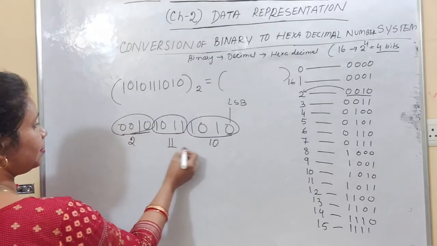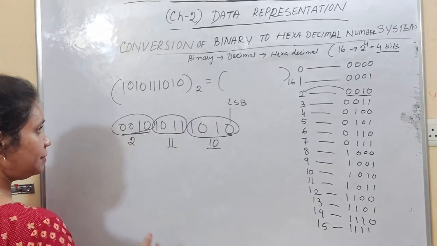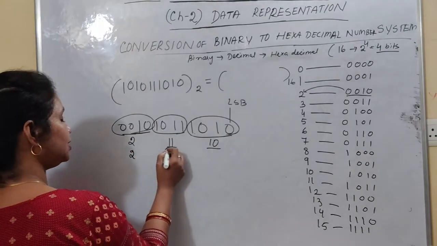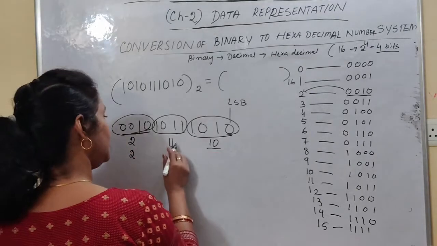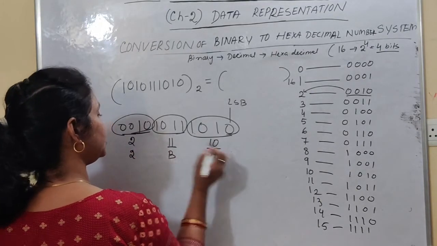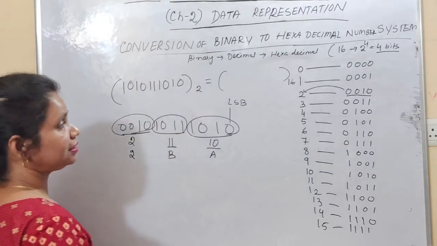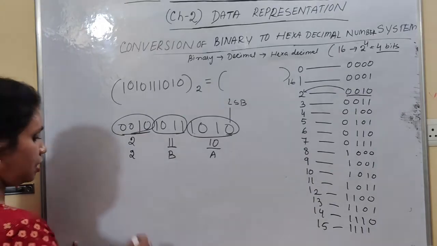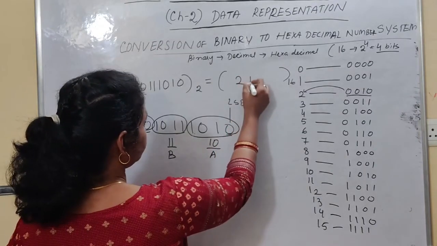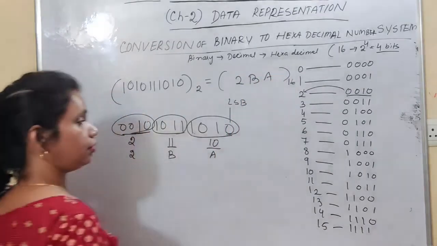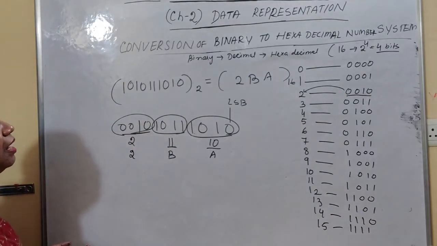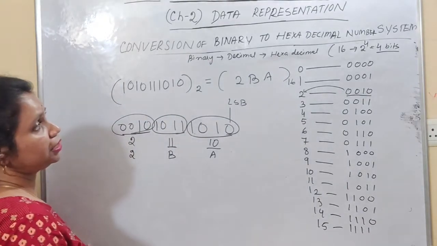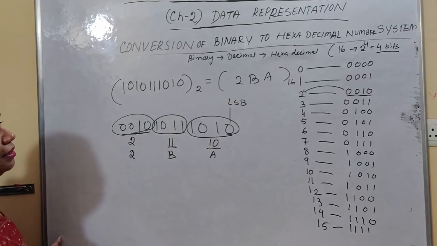Now you cannot write 11 and 10 as it is because this is your hexa representation. So 11 is represented by B and 10 is represented by A. Because you know that hexadecimal is a number system that consists of alphabets as well as numbers. So the answer is 2BA. Hope all of you understood the concept. How can you convert one binary number into its equivalent hexadecimal number?